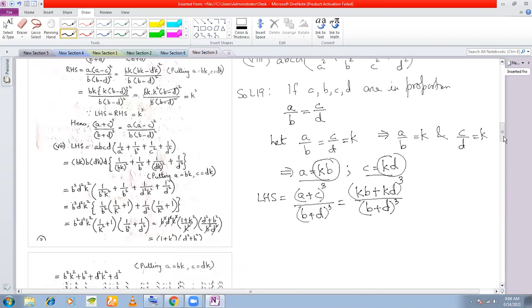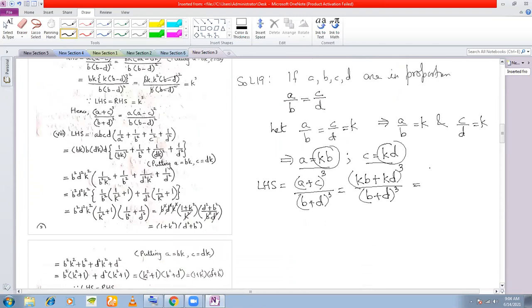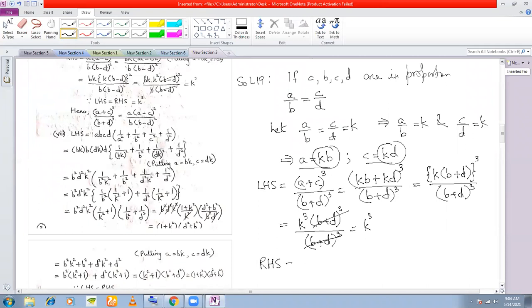Okay. So what do we get here? We get K from KB plus KD. If you take K out, you will get K into (B plus D) whole cube divided by (B plus D) whole cube. So you get K cube into (B plus D) whole cube divided by (B plus D) whole cube. So what happens here is that these two cancel off. So you simply get K cube. So the value of left hand side is K cube.